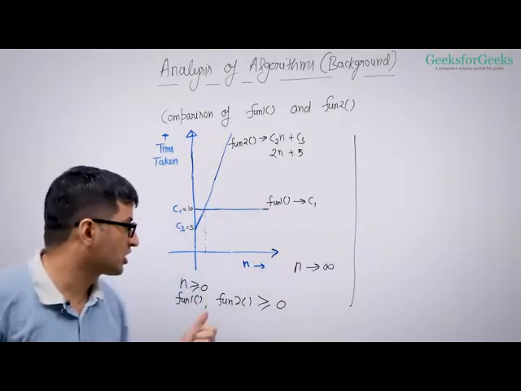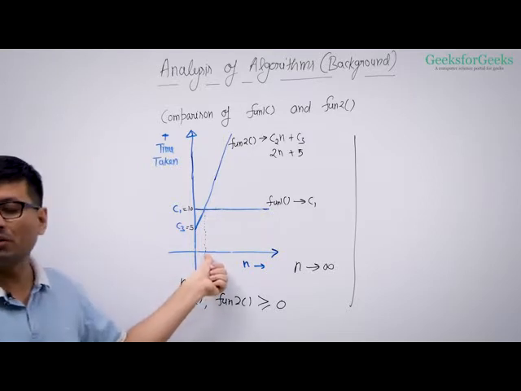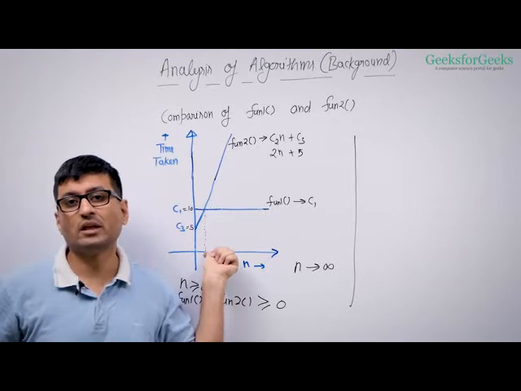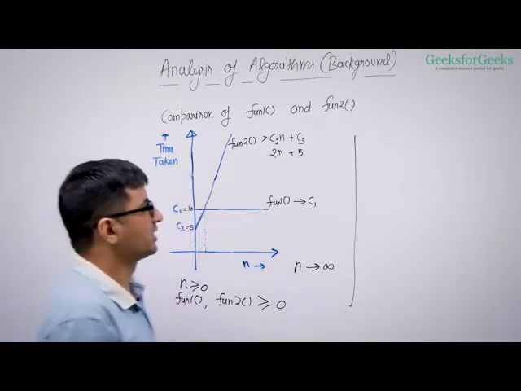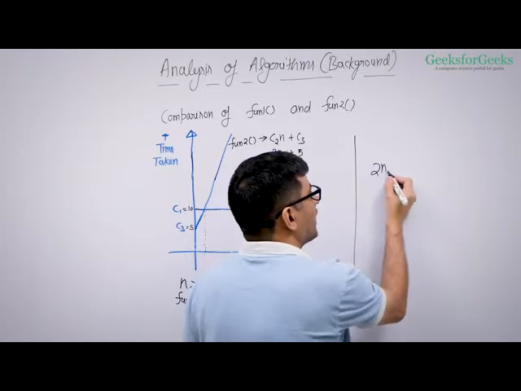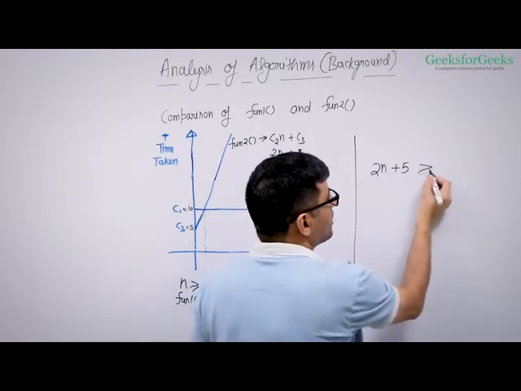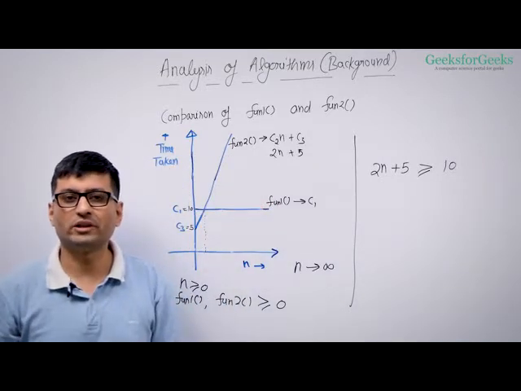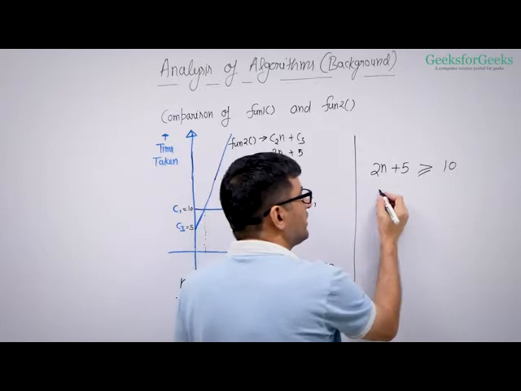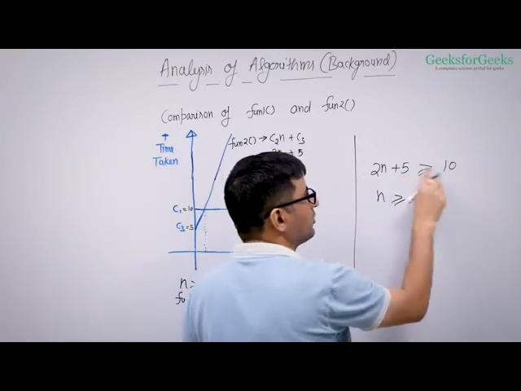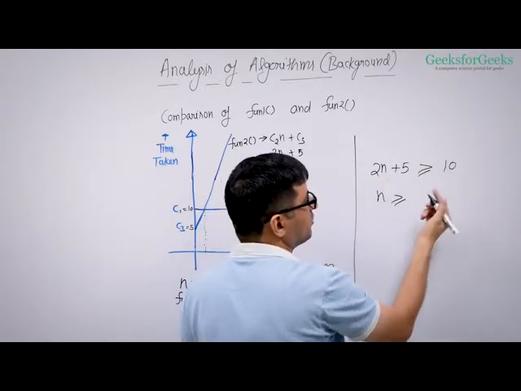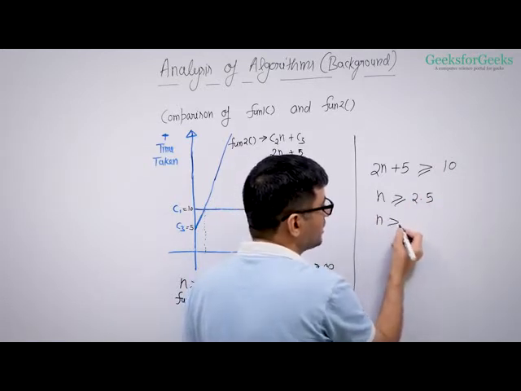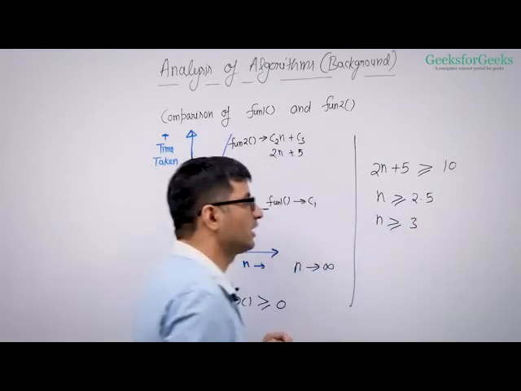Now, how do we find this value after which your friend's program is always going to take more time? You can do this comparison. We want to find a value of n after which 2n plus 5 is going to be greater than or equal to 10. Now what is the value of such n? If you do 10 minus 5, you will get 5, and if you do 5 by 2 you will get 2.5. So if you're talking about integer values, you can say greater than or equal to 3, right?